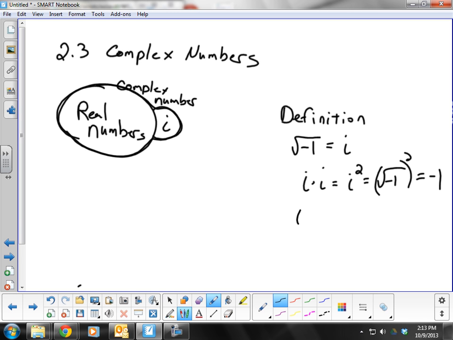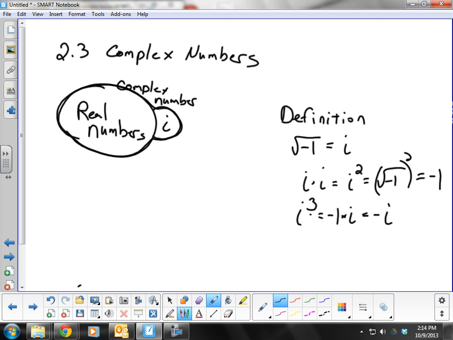Now i to the 3rd would be that -1, that's i squared, times another i, right? i to the 3rd is the same thing as i squared times i. But i squared, for the rest of your life, you're going to replace i squared with -1. That gives me -i. -1 times i is just -i, right? -1 times anything just changes its sign.